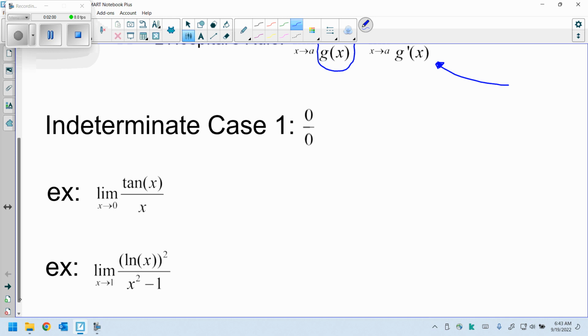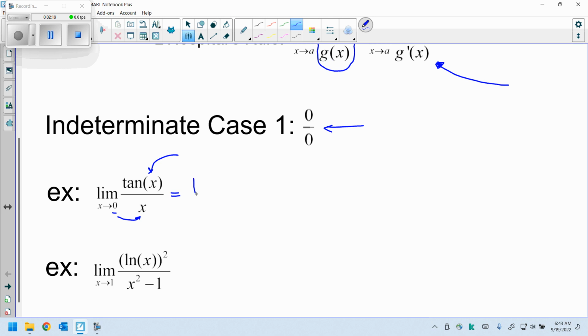So, indeterminate case 0 over 0. We cannot determine exactly what that ratio is. If I were to put a 0 in for x, I would get 0 over 0. So let's try L'Hopital's rule.